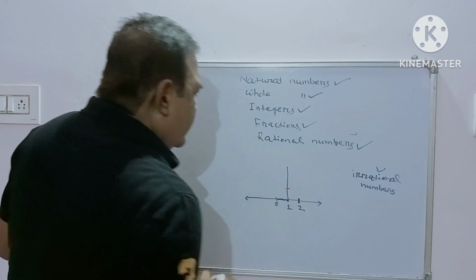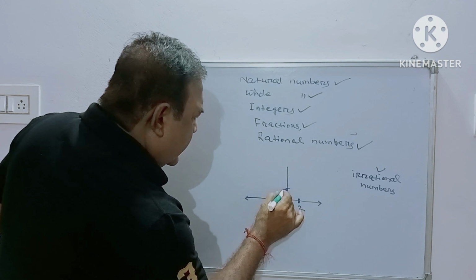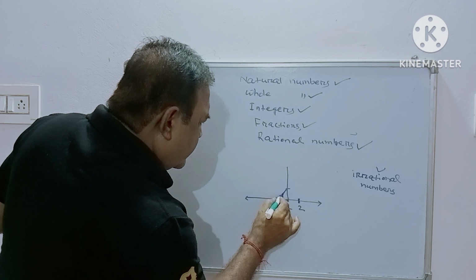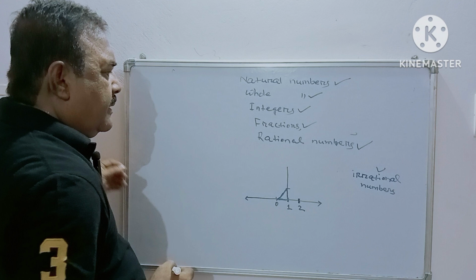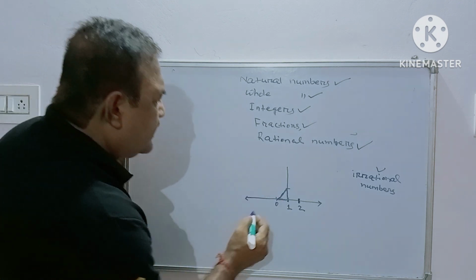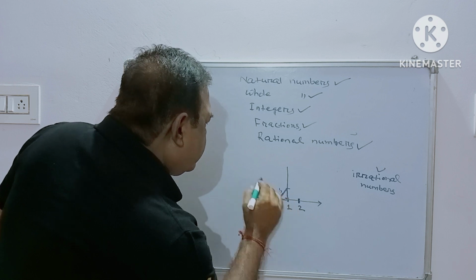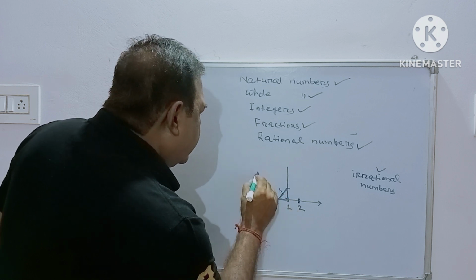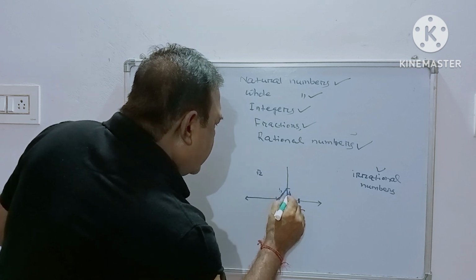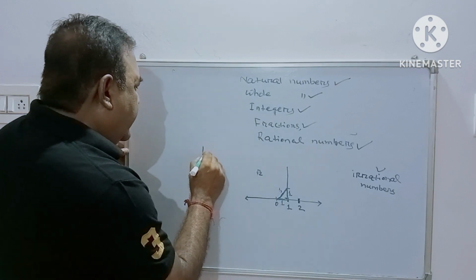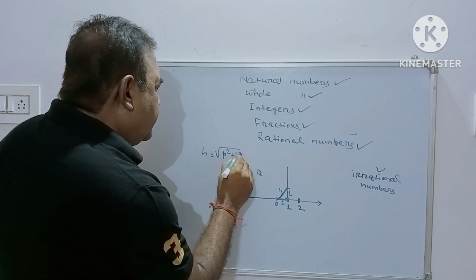It's a right triangle, and this is 90 degrees. This is called the hypotenuse. What is h? h is root 2 units, because the perpendicular is 1 unit and the base is 1 unit, and h is equal to root over p square plus b square. Here p is the perpendicular and b is the base. So this length is called the hypotenuse and that is root 2, which is an irrational number.